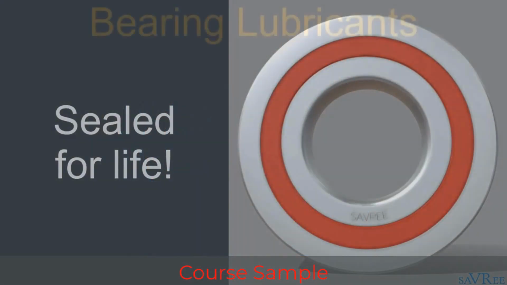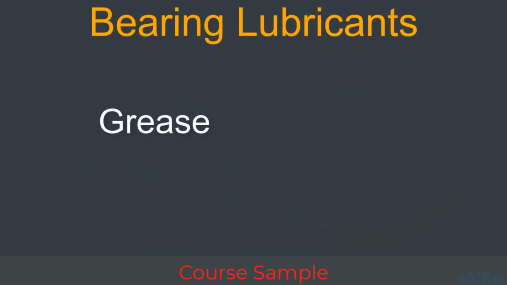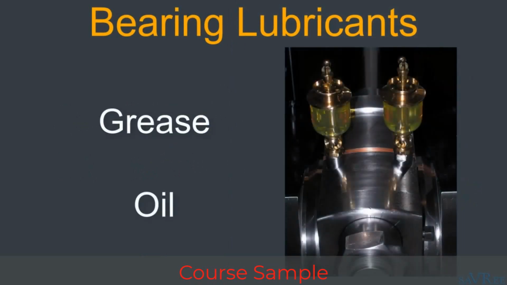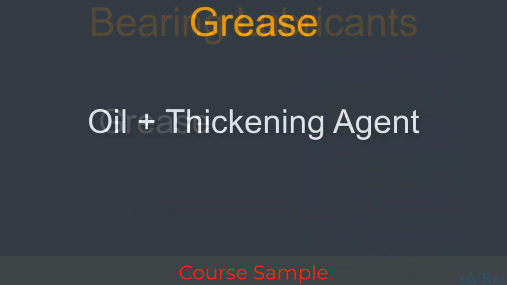Typical lubricants for anti-friction bearings are grease and oil. Grease contains oil, although a thickening agent is added to make the lubricant adhere to the bearing's internal surfaces. Thickening agents are usually soap or non-soap based.